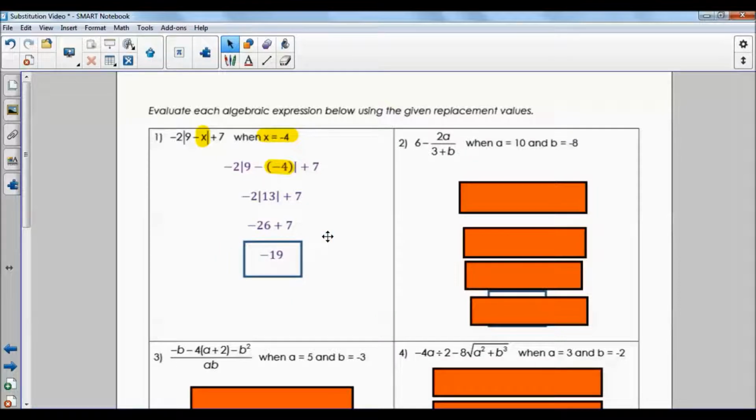Pretty straightforward, right? Once you've substituted in, you're just using order of operations. So it's more practice of what we were doing yesterday. Okay, and we always use parentheses, right? Make sure we're remembering that.